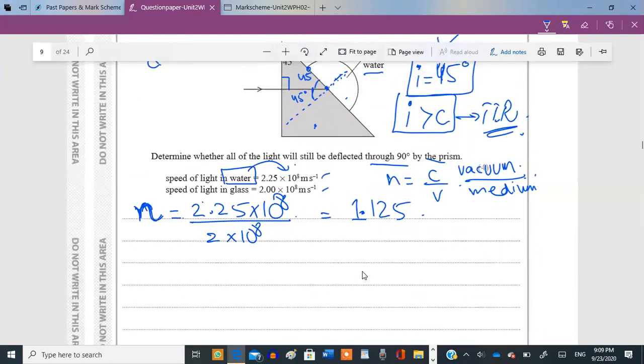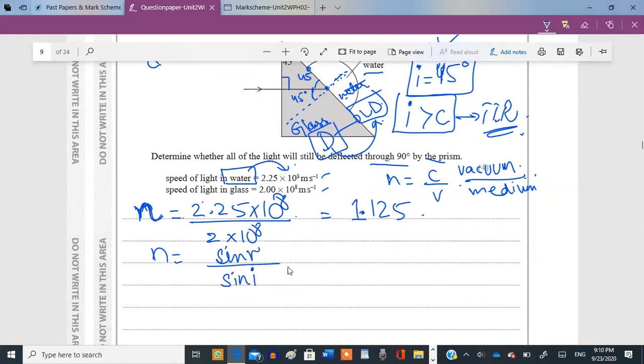Now, see, whenever you are moving from glass to water, that means you're moving from denser to less dense medium, right? And when you're moving from denser to less dense medium, then the formula for this refractive index is going to be sine R upon sine I, not sine I upon sine R. When you are moving from denser to less dense, this is the formula. If it was the other way around, less dense to denser, then in that case the formula would have been sine I upon sine R. Clear?